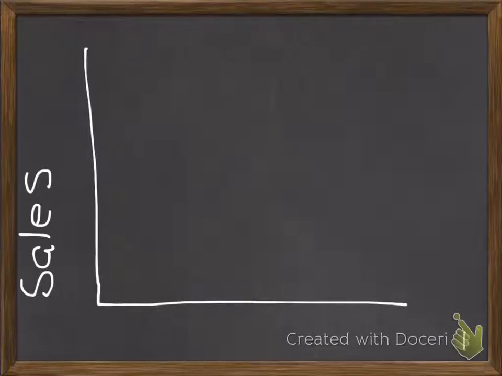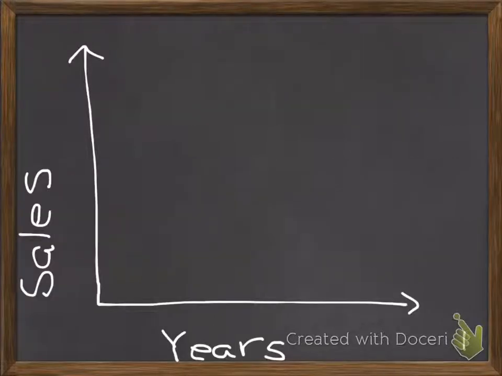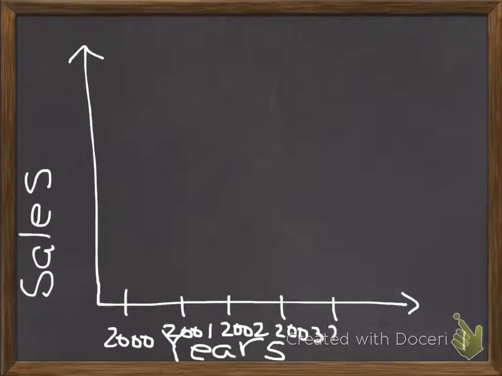If we think about sales and years, years is time, and remember I always told you that time is independent, so that would make it the x variable, and then sales then would have to be the y variable. So we have the years and the sales. The years go from 2000 to 2008, so we're going to label that. We could probably just go by ones. Of course, you'd be doing this on graph paper so that it's a little straighter.